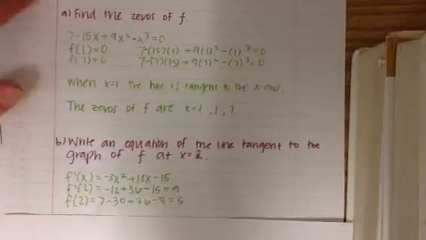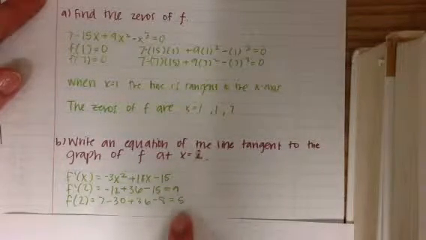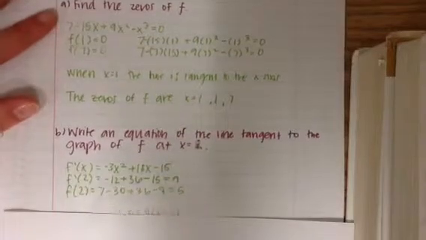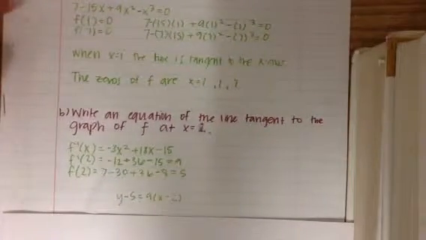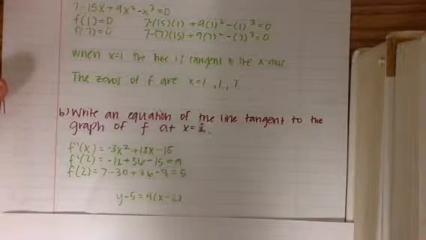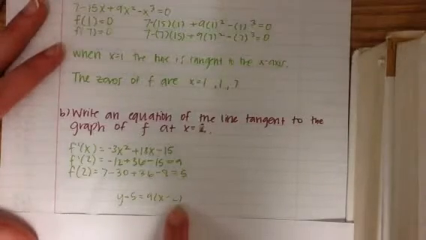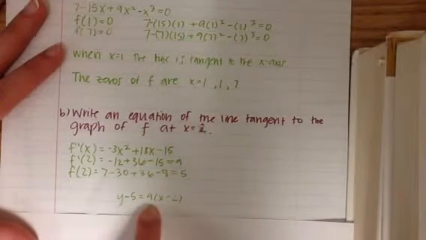After we do this, we plug 2 into the original equation to find the y value, so the point will be (2, 5). We then plug it in this point-slope form, and we get y minus 5 equals 9 times x minus 2. The coordinates were (2, 5), and then the slope was 9.